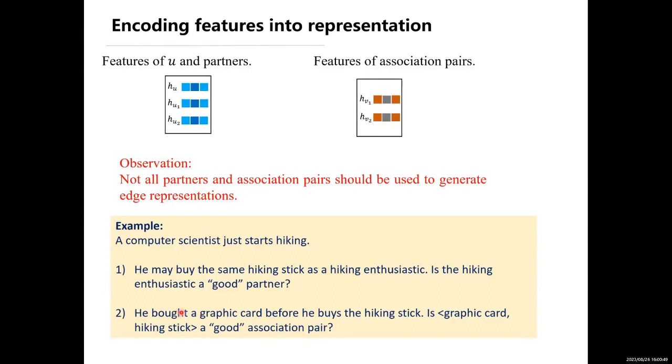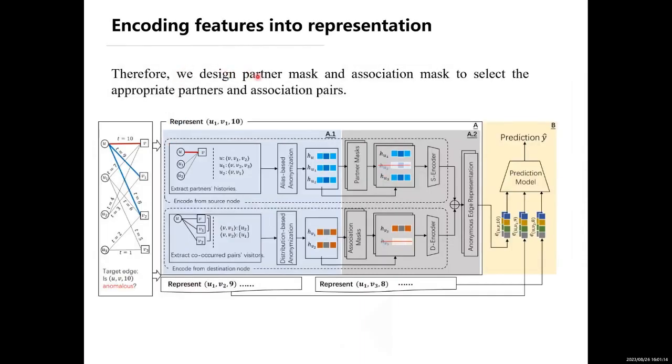And he may buy the graphic card before he buys the hacking stick. Is graphic card-hacking stick a good association pair? We also don't think so, because in real life, these 2 items are unlikely to be linked. So this example tells us we shouldn't use all partners and association pairs to generate edge representations. Therefore, we design partner masks and association masks to select the appropriate partners and association pairs.